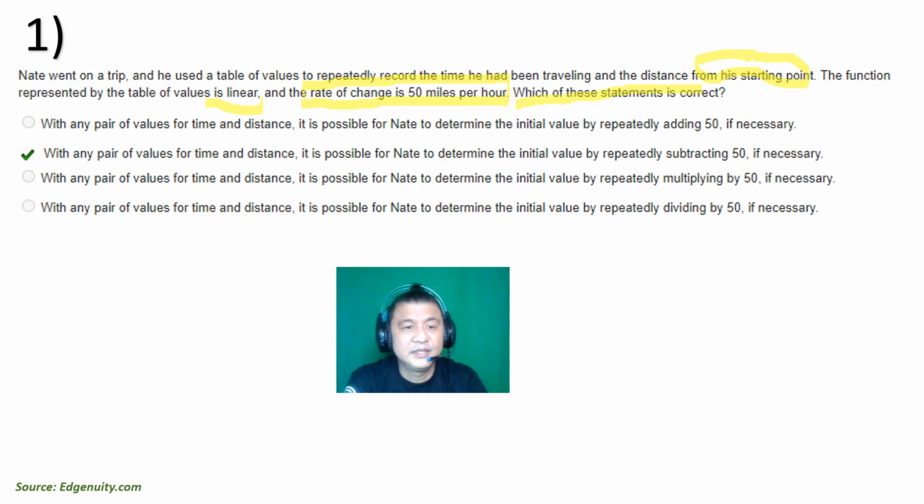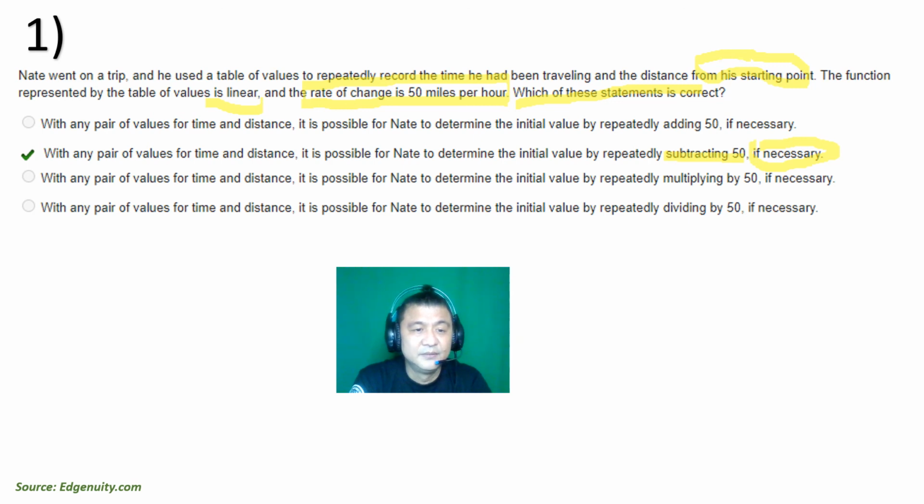Okay, let's start. With any pair of values for time and distance, it is possible for Nate to determine the initial value by repeatedly adding 50 if necessary. Keep on adding 50, you would see where he goes. With any pair of values, it is possible for Nate to determine the initial value by repeatedly subtracting 50. If you keep on adding 50, it goes up there. If you keep on subtracting 50, is it possible to know what the starting point is?